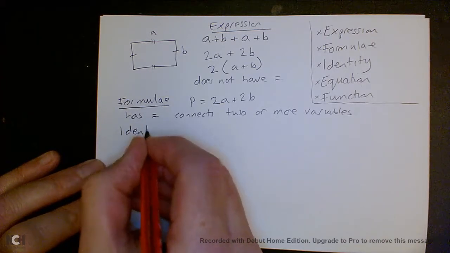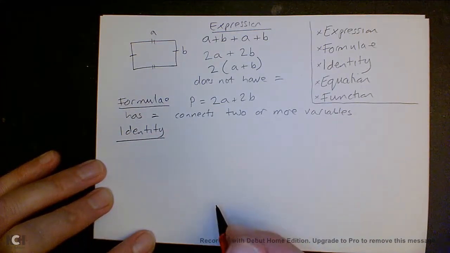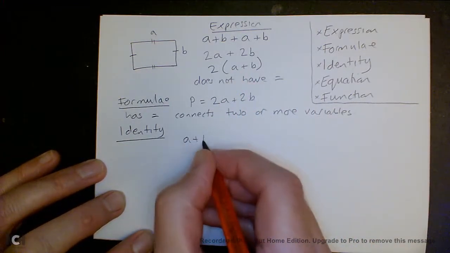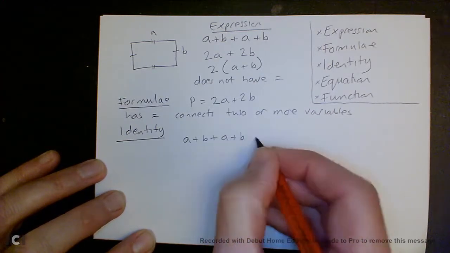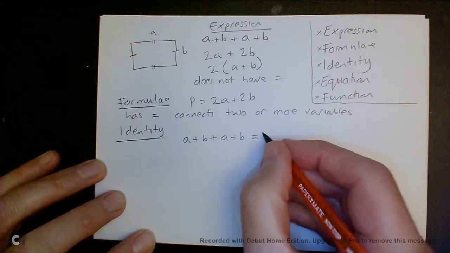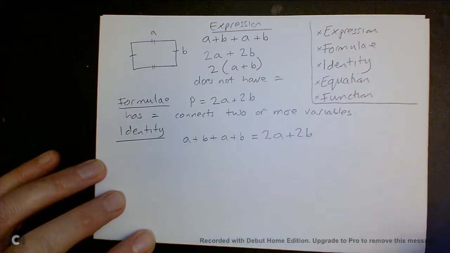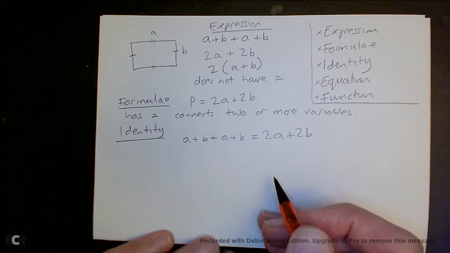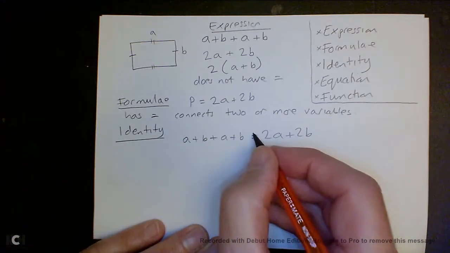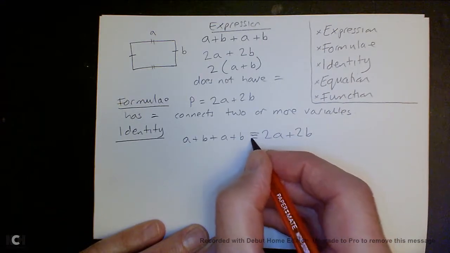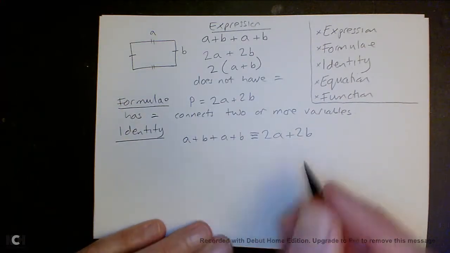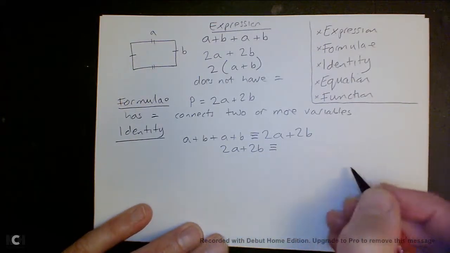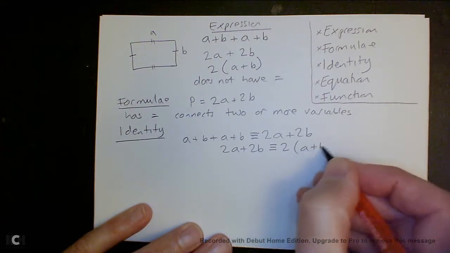Identity. If I look at these expressions, it would be true to say that A plus B plus A plus B is always going to be the same as 2A plus 2B. Now, to signify that these things are always going to be the same, no matter what the values of A and B, we can use a special sign here, which is called the identity sign. Another identity would be 2A plus 2B is exactly equal to 2 times (A plus B).